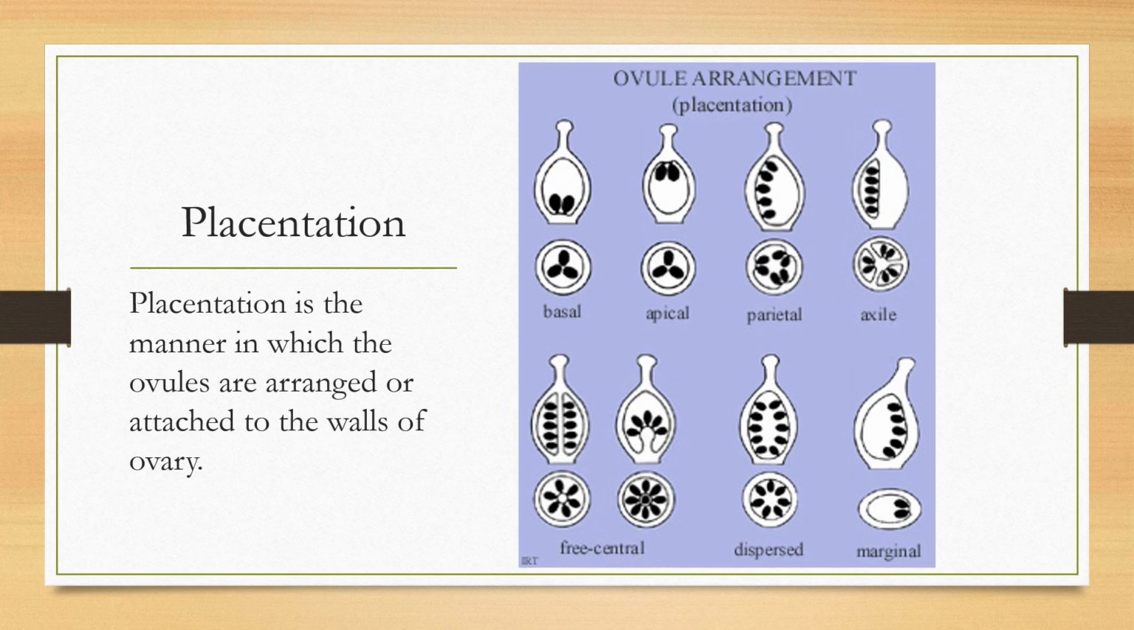In the same way, seeds also differ from fruit to fruit, and these ovules are arranged or attached to a cushion-like structure inside the ovary. That cushion-like structure is called placenta, which is the attachment of ovules inside the ovary. And this arrangement of ovules on the placenta is different in different flowers, and this arrangement is called placentation. So you can define placentation as the manner in which the ovules are arranged or attached to the wall of the ovary.